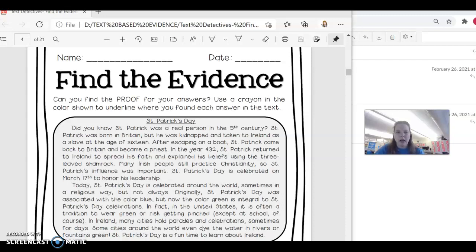So before you get started, this paper is located in your ELA folder. So if you'll pause the video and pull out this paper, make sure it says St. Patrick's Day, okay? And then go ahead and write your name on it. Okay, so before we start reading the story, I just want to review what we talked about last week in class.